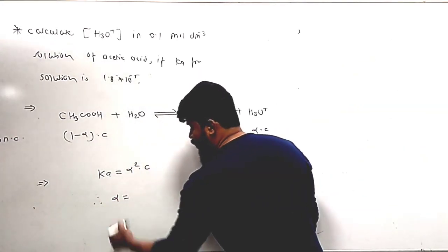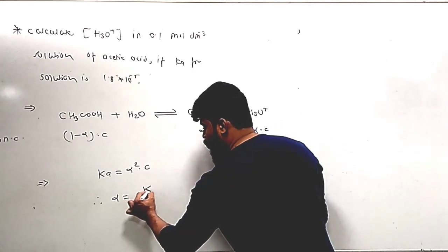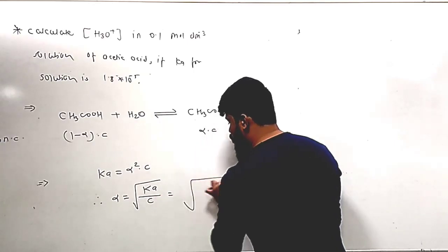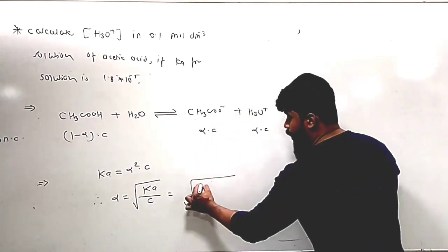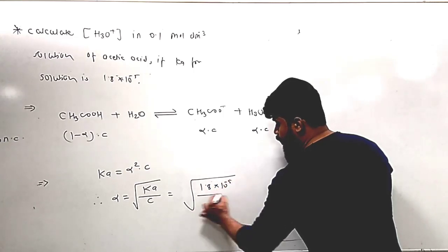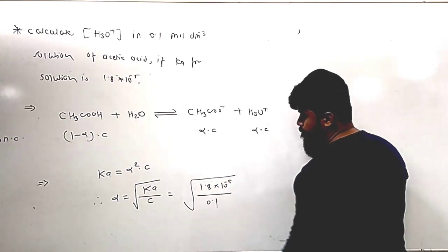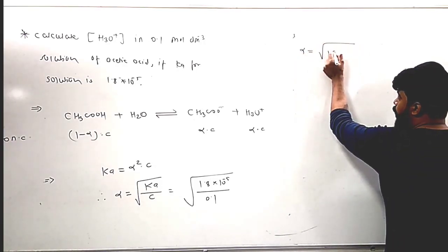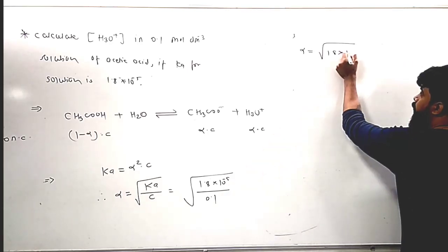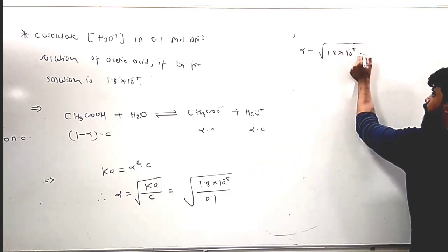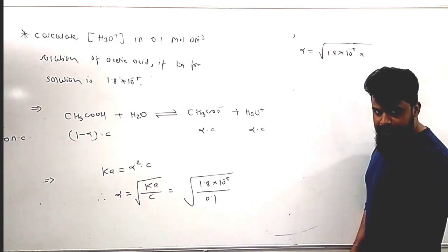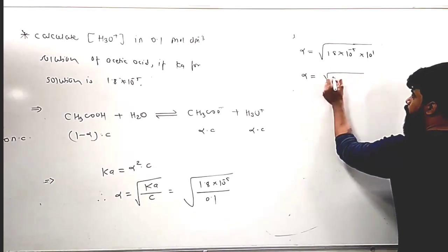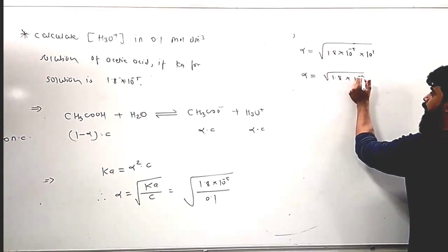Therefore, alpha is equal to the square root of K upon C. The value of K is given, that is 1.8 into 10 raised to minus 5. The concentration which we have is 0.1. So therefore, alpha is equal to the square root of 1.8 into 10 raised to minus 5, and this 0.1 is nothing but 10 raised to minus 1, which will become 10 raised to 1. So alpha is equal to the square root of 1.8 into 10 raised to minus 4.